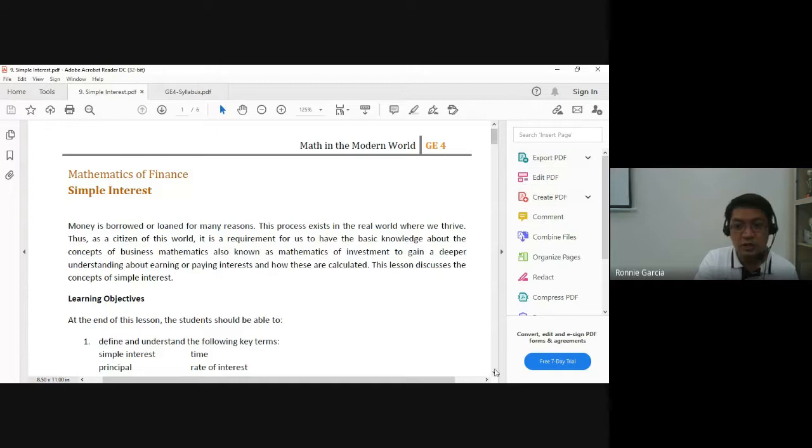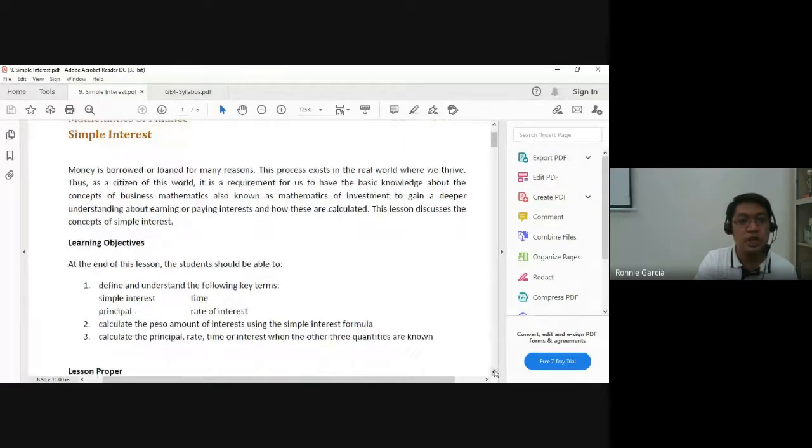Our objectives are here for this afternoon. You should be able to, number one, define and understand the following terms which are part of the simple interest concept: the meaning of simple interest, the principal, the time, and the rate of interest. Our problems will revolve around these particular concepts. There will be times nga simple interest ang gipangutana, naa'y principal ang gipangita, naa'y time, naa'y rate of interest. So we have to know kung unsa ni siyang mga elements sa simple interest.